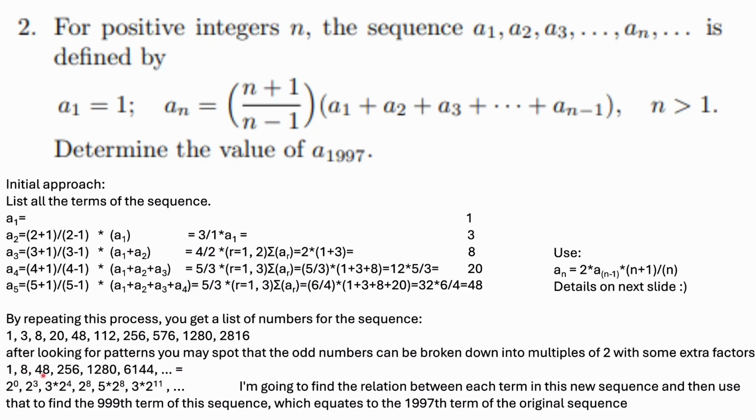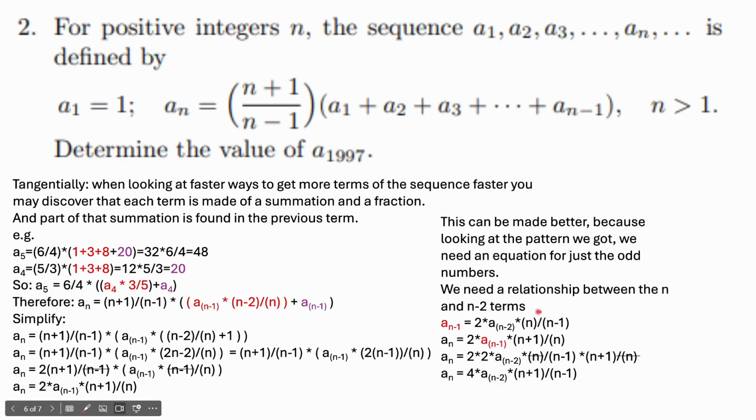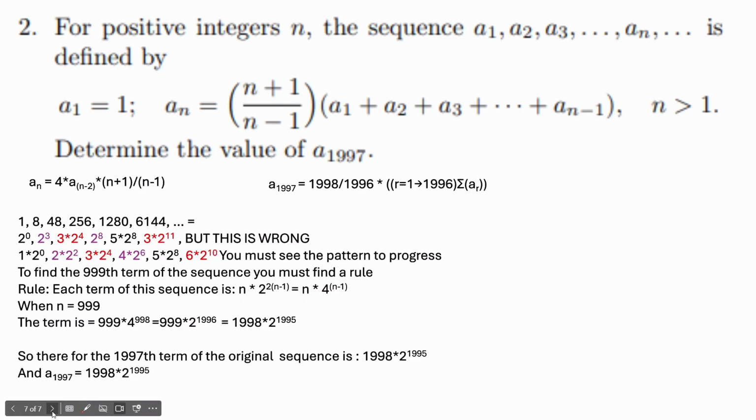And so if you have any value of the original sequence, you could find what numbered value it is in the odd sequence. So the 997th term of the original sequence is the 999th term of the odd sequence. I tried finding a relationship between n and n minus 2, so I could find the relationship between every odd number, but this was a tangent that didn't really help me because on the next slide I just look at the numbers and the pattern between numbers.